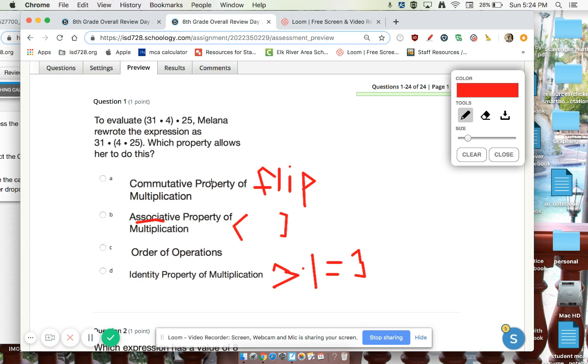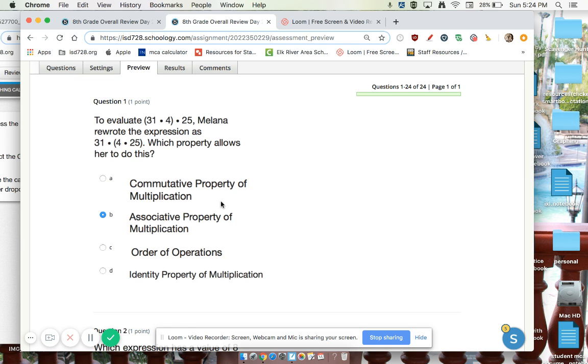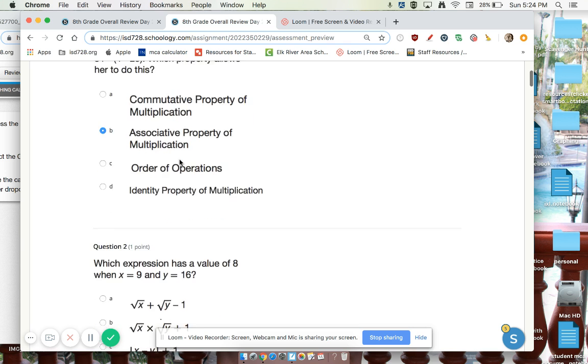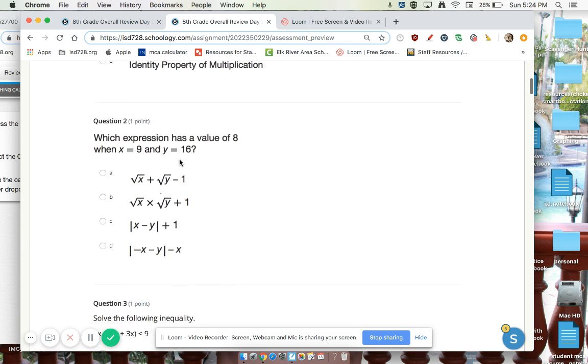So did she flip? Did new numbers associate together? Did she calculate something? Or did it stay the same, like 3 times 1 is 3? And what happened? I had 31 and 4 hanging out together, and now 4 and 25 are hanging out together. And that is an associative property. That's something you're just going to have to memorize. You've been learning it since, I know for sure 6th grade does it. So 6th, I know 7th grade does that, and now 8th grade. So you just have to remember those words.